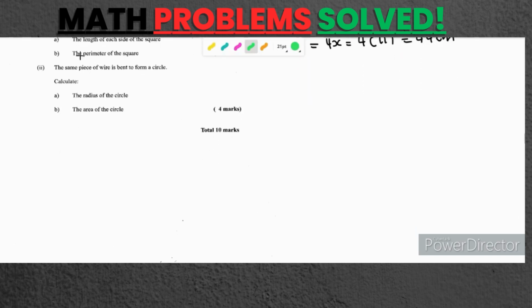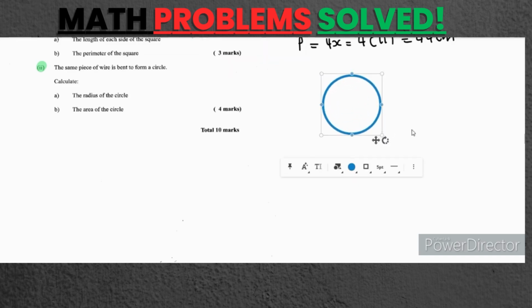The same piece of the wire is bent to form a circle. So we have the same piece of wire, but we bend it to form a circle, right? So what's the radius of the circle? Radius means the distance from the center to any point, right? We have to find the radius of the circle because the length of the wire is already known to us.